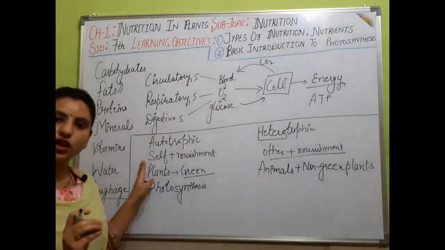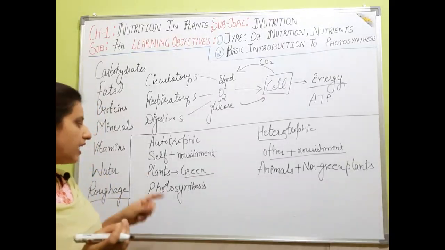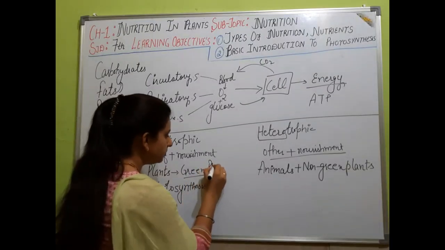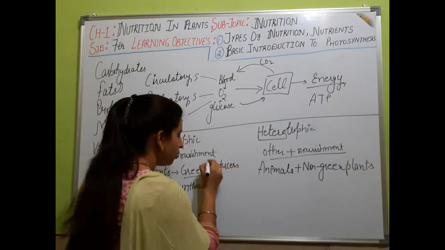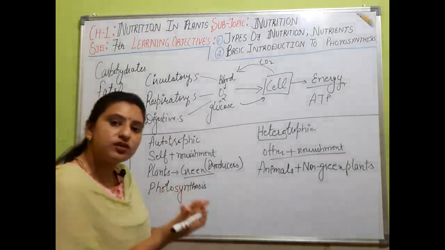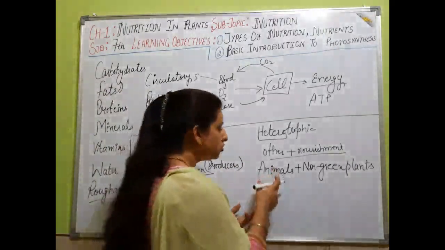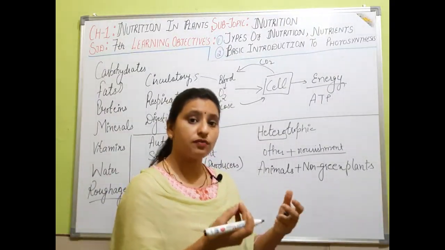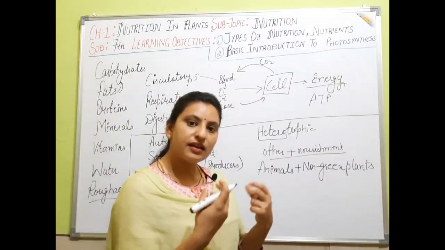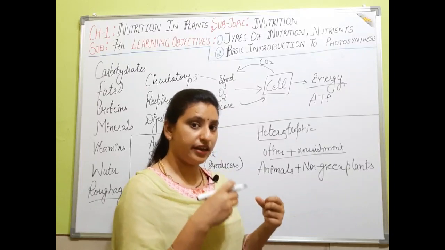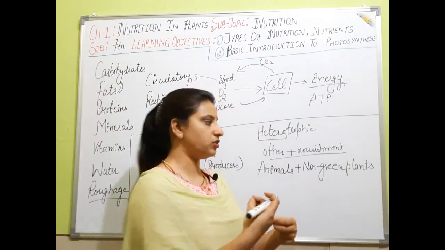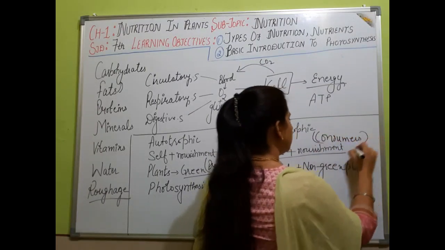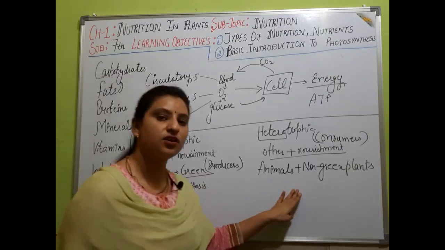Those organisms which are capable of producing food, like plants, especially the green plants, are called producers, because they are making the food. And those organisms which are not capable of making their own food, and are just eating the food prepared by green plants, are just consuming the food. That is why they are called consumers. So these are producers and these are consumers.